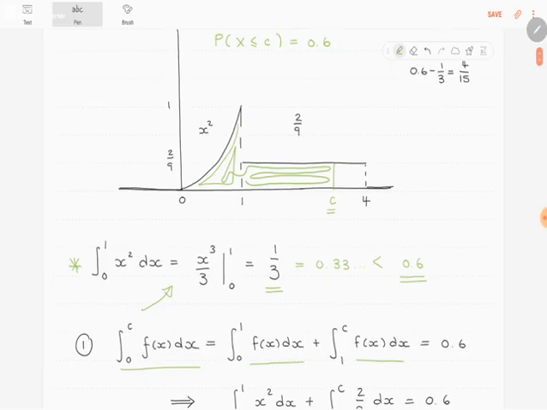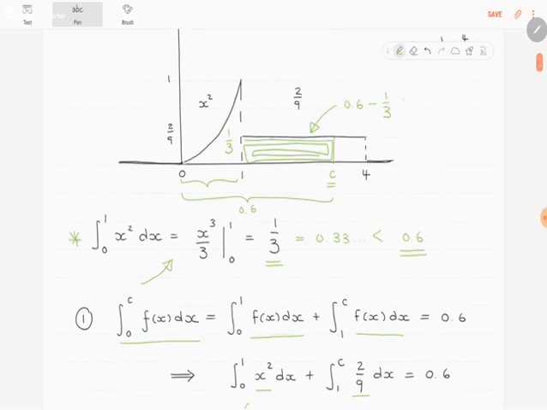Now for the second method. Okay, so I know that the area in this region here is 1 over 3, right? But I know that the entire area from 0 to C is going to be 0.6. So how about I just focus on this region, right? I can actually formulate a somewhat similar equation. I know that the area in this region is going to be 0.6 minus 1 over 3.